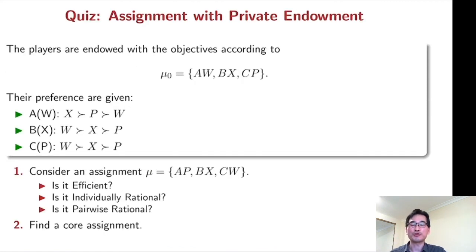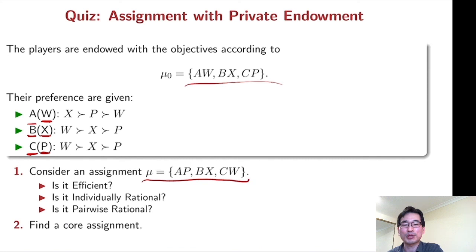So we have a quiz: an assignment problem with private endowment. The players are endowed with the objects according to this. So A is endowed with W, and B is endowed with X, and C is endowed with P. And consider this particular assignment, and please check whether this is efficient, individually rational and pairwise rational. And please find a core assignment in this problem.